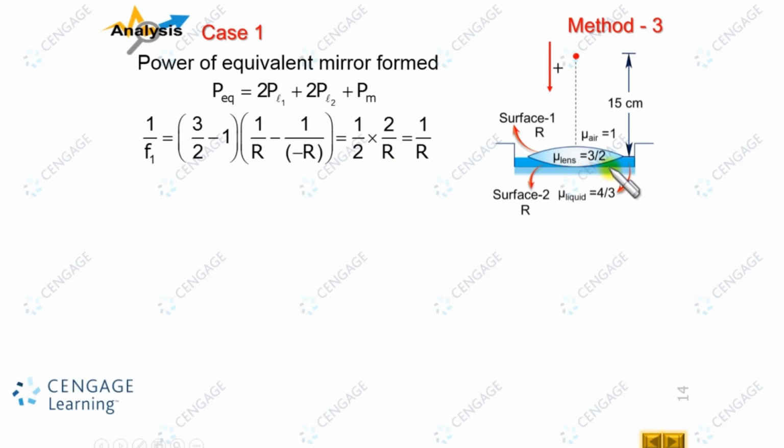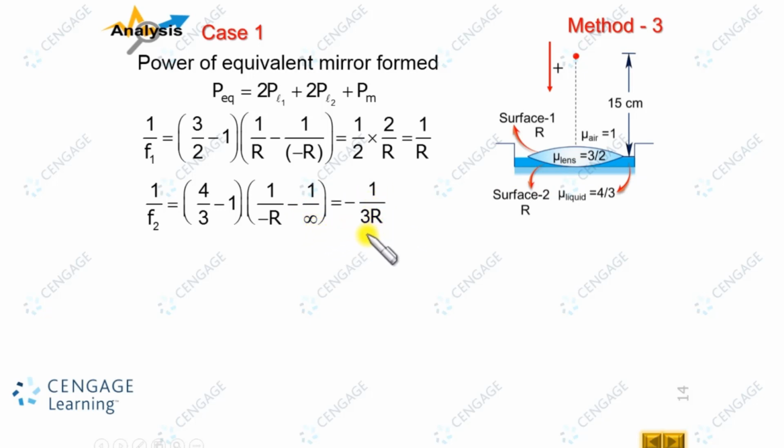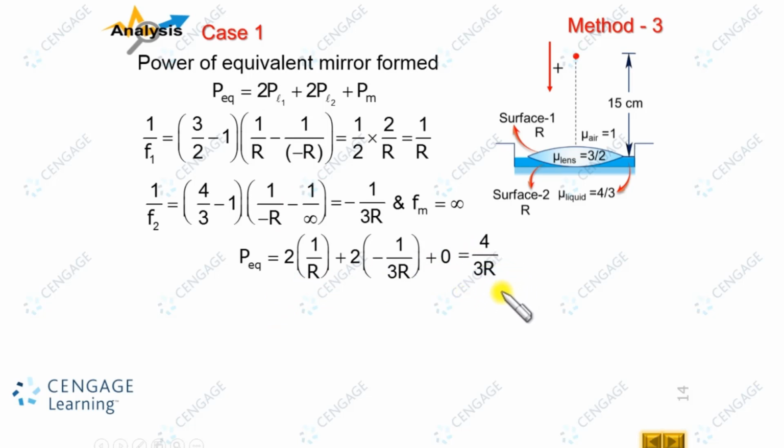Now come to this lens. That's the plano-concave lens, (4/3 - 1). We are again using the lens maker formula, and radius of curvature for this surface will be negative. So we can write this expression because this bottom surface has infinite radius of curvature because it is a plane surface. So this is equal to minus 1 divided by 3R. And this is a plane surface polished. That means the focal length of this plane surface should be infinite. Okay. Now we can substitute the focal length in this relation to get the equivalent power. This one, right? Now if we solve, this value is equal to 4 divided by 3R.